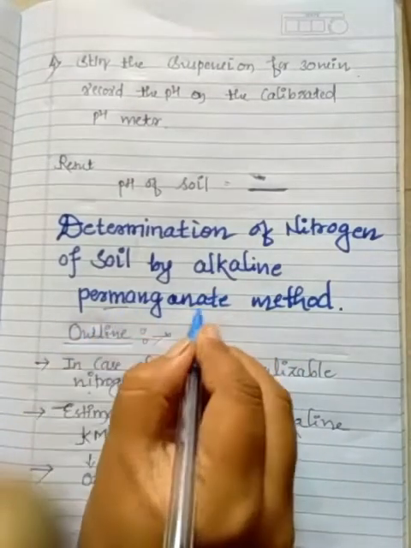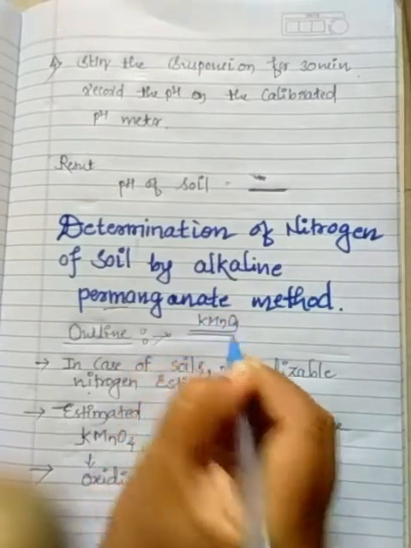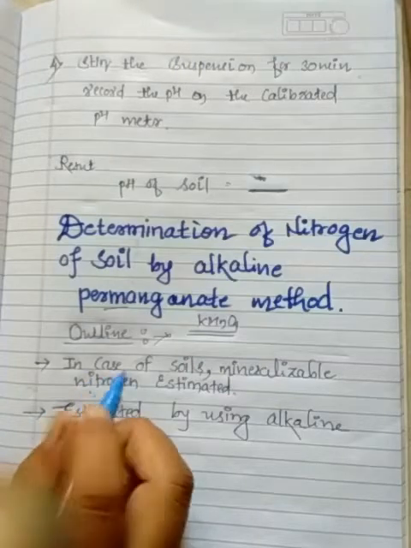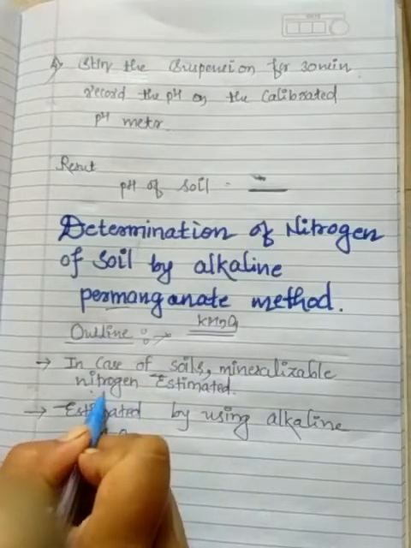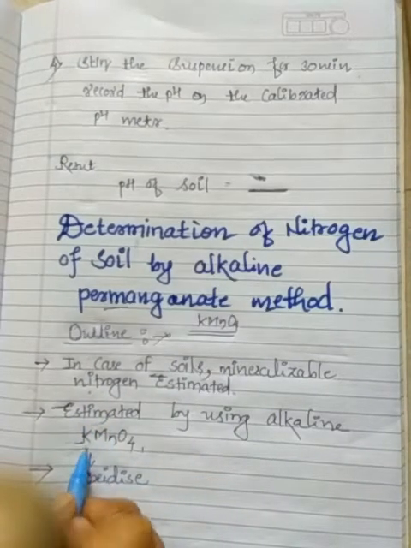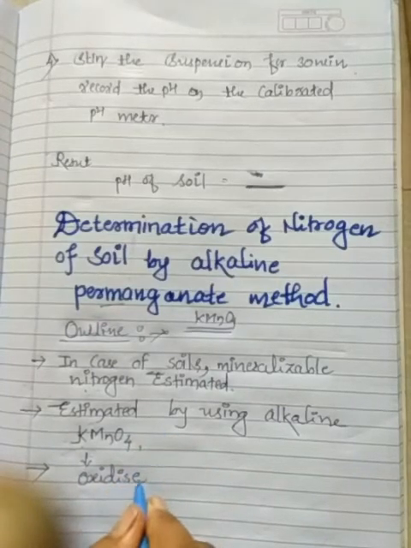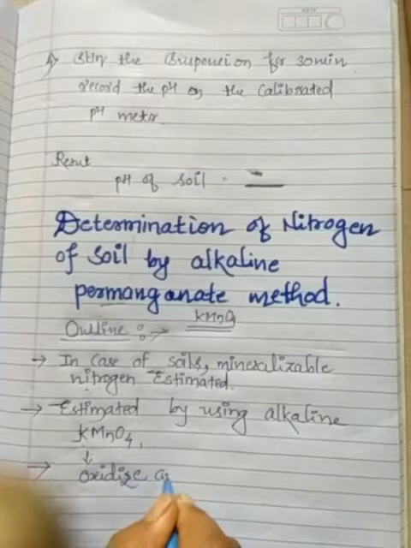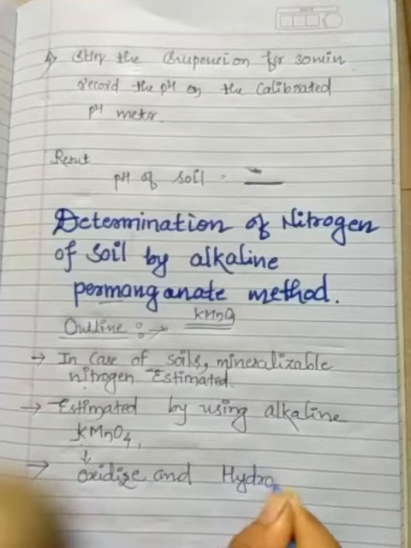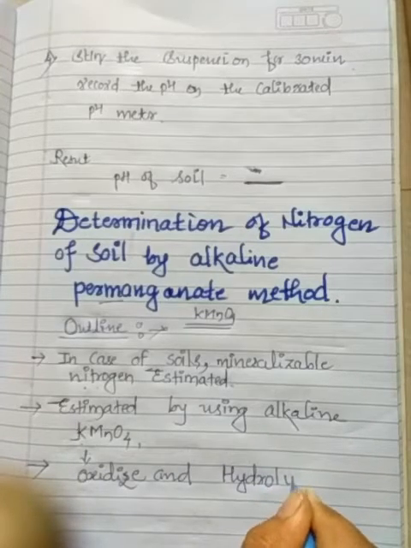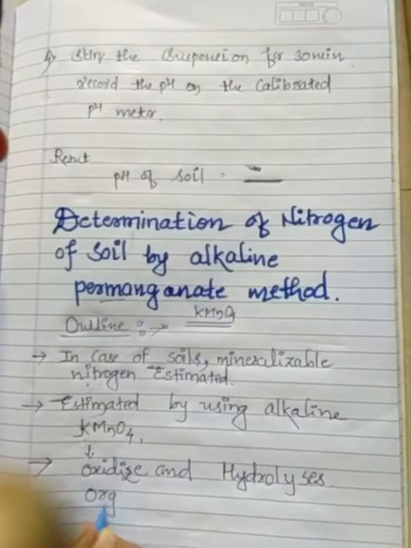For permanganate we are using potassium permanganate, KMnO4. How much mineralizable nitrogen is present can be estimated by using this experiment, using alkaline KMnO4. As you already know, this KMnO4 can oxidize, and what else will it do? Hydrolyze. Oxidize and hydrolyze. Hydrolysis of what? The organic matter present in the soil.